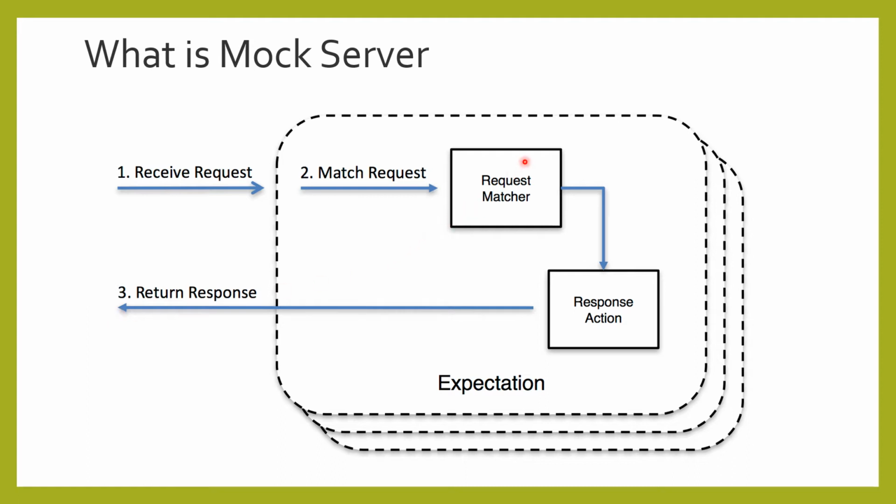In this case, the response action could be sending a 500 response or sending a 200 response, depending on certain request conditions. So mock servers give us the ability to put different rules, and these rules are executed whenever a request is received, and depending on the outcome of that rule, the response is sent back to the client. So next we will go to Postman and see how we can create a mock server.